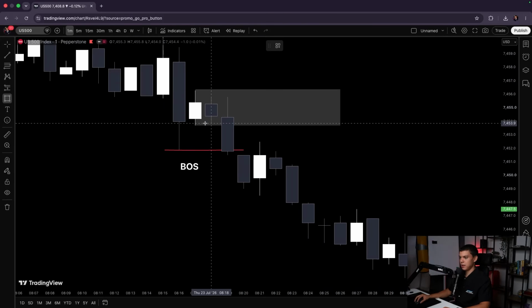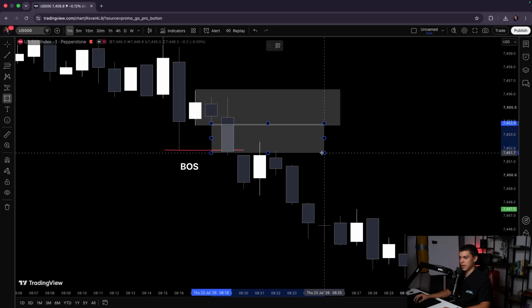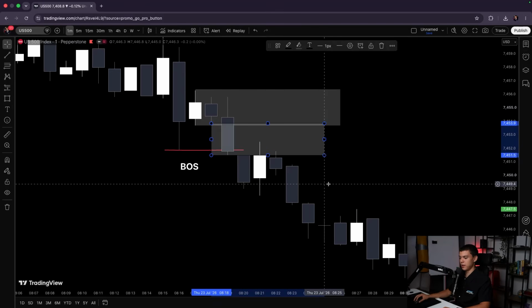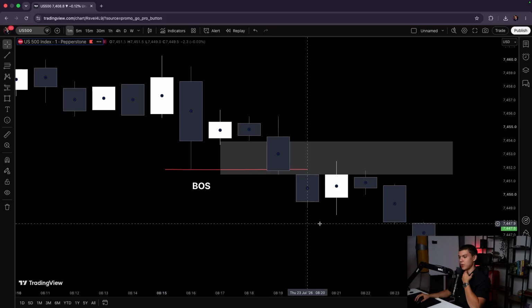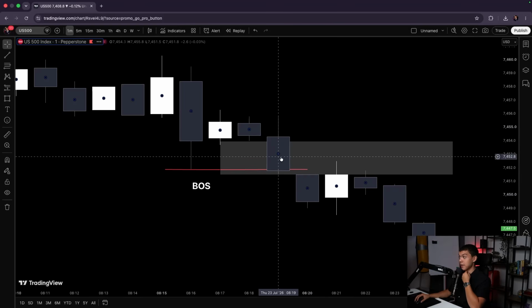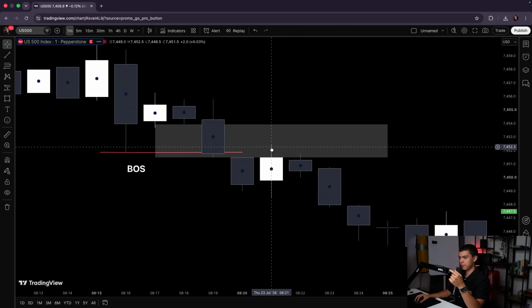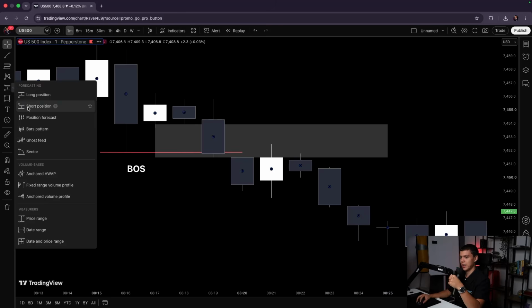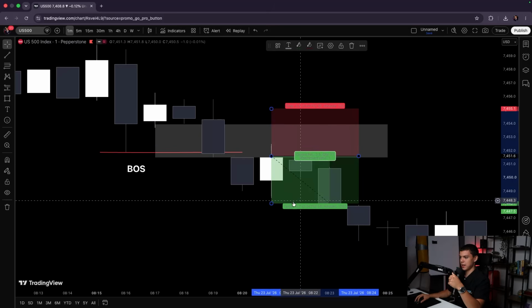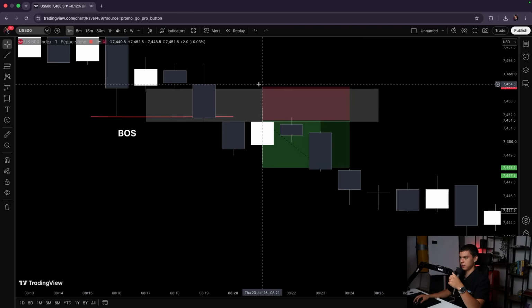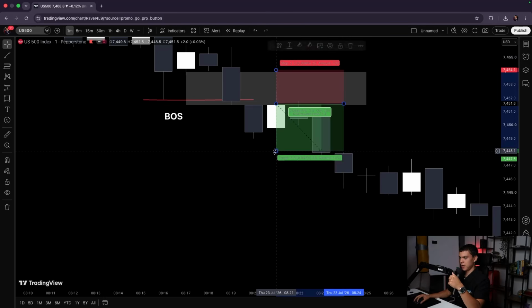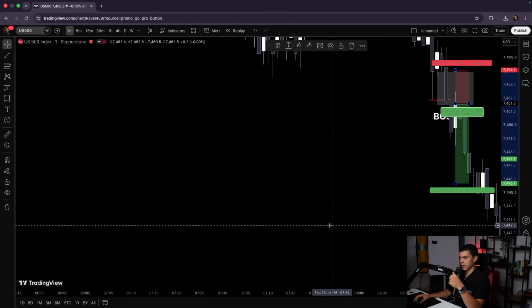Now, if I wouldn't have wanted to enter on that, I could have waited for this fair value gap to get hit. Essentially, a fair value gap is a three candle sequence: first candle, second candle, third candle, and it starts from the middle. Price actually hits it nicely. So I could have entered when the price immediately hits the fair value gap, put the stop loss right before the fair value gap starts, and targeted 1-to-2.